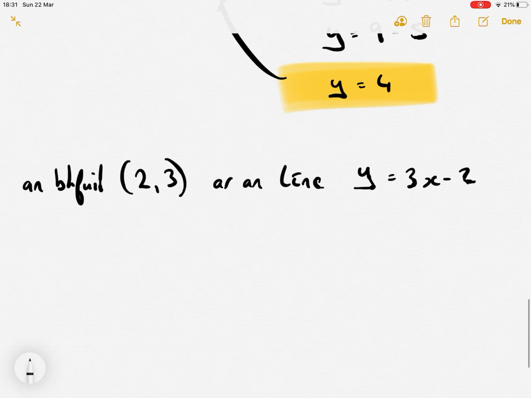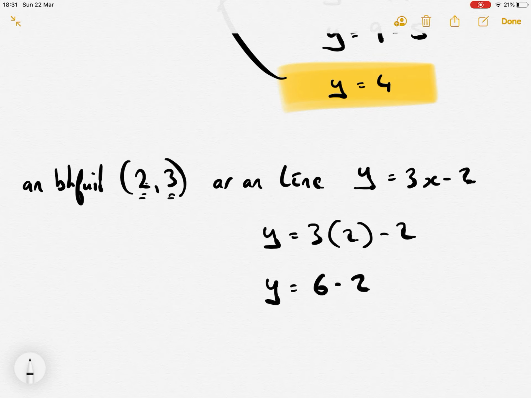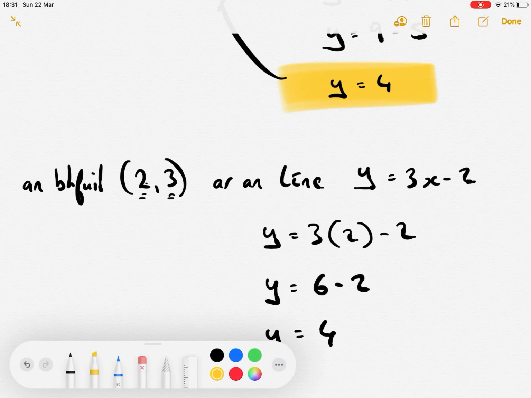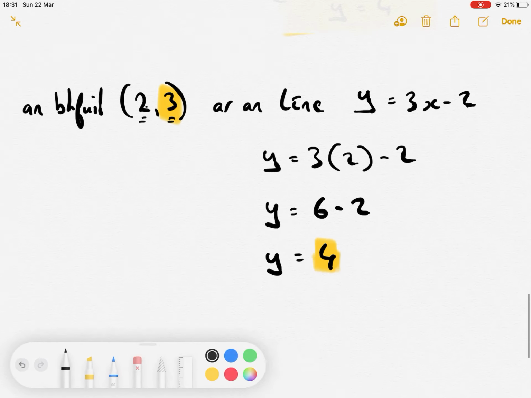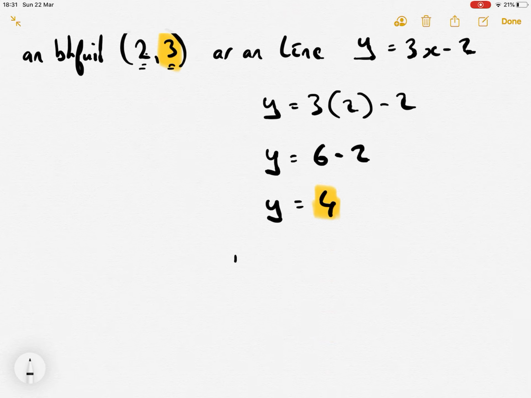Now let's check another one. So I have point (2, 3), and is it on the line y equals 3x minus 2? So you'll see I took my x value of 2 and I filled it in already. So y is equal to 6 minus 2. y is equal to 4 in this case. So do my y values match up? No. So all you'd say is it is not on the line.